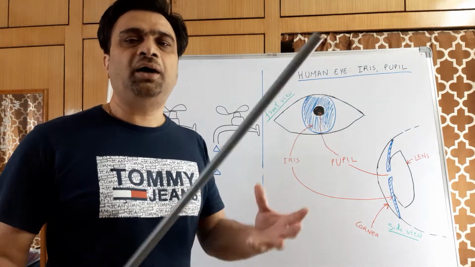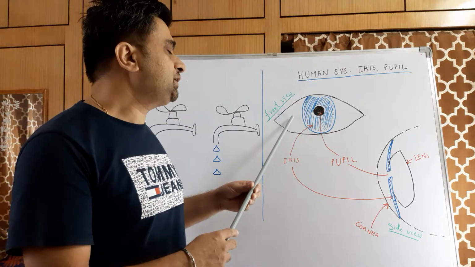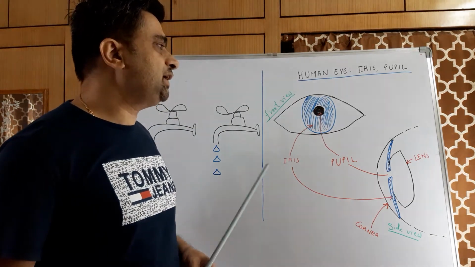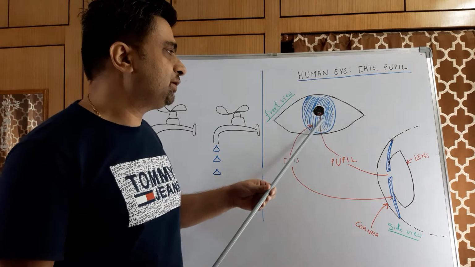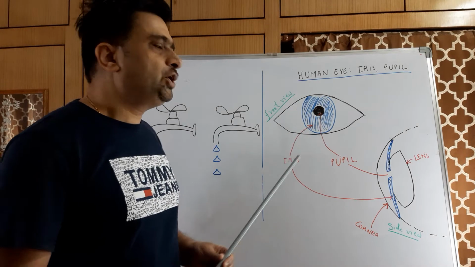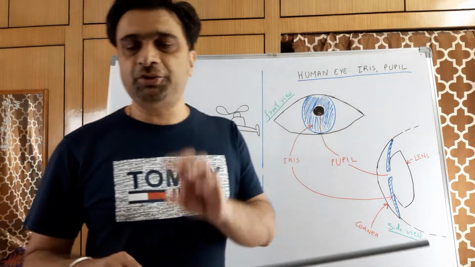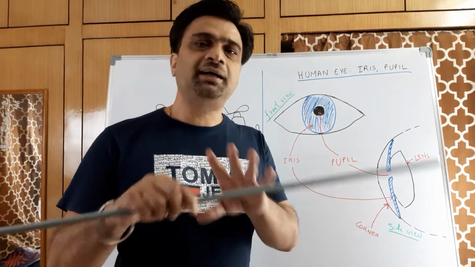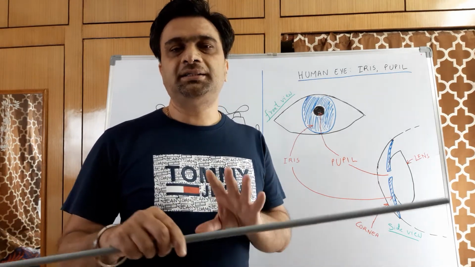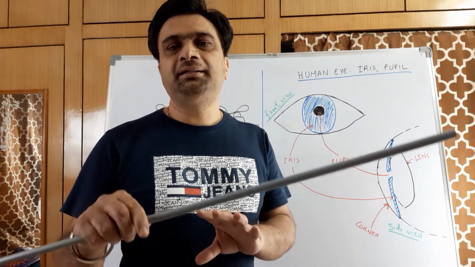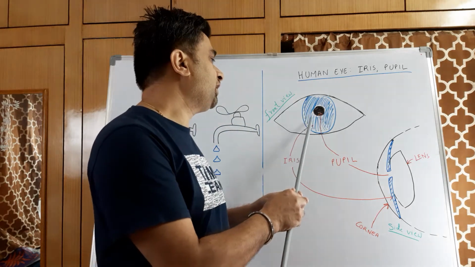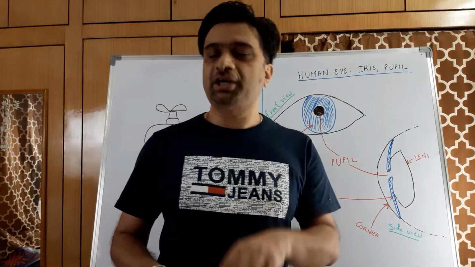Let us see how the eye looks. This sketch that you can see has this blue portion. It's called the iris. You would have heard about bluish eyes or brownish eyes. Well, the color of the eye is determined by this part called the iris. In this case, we have bluish eyes.